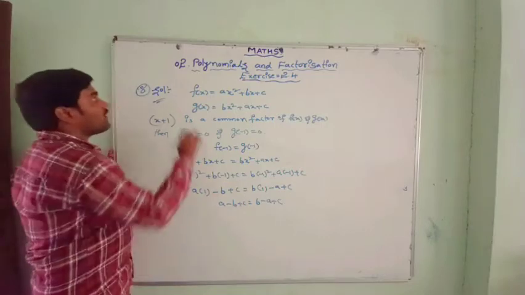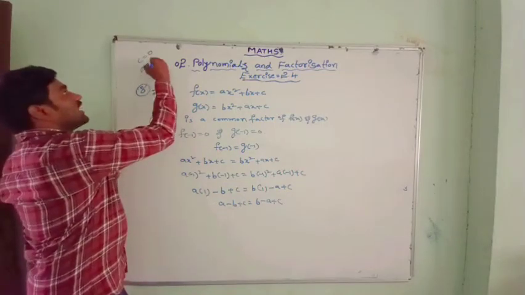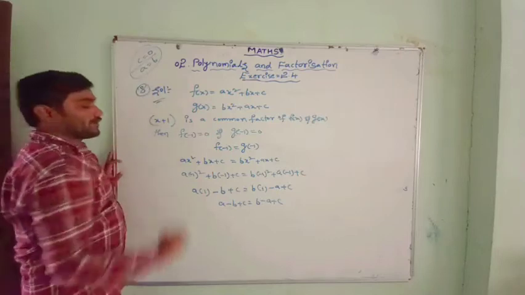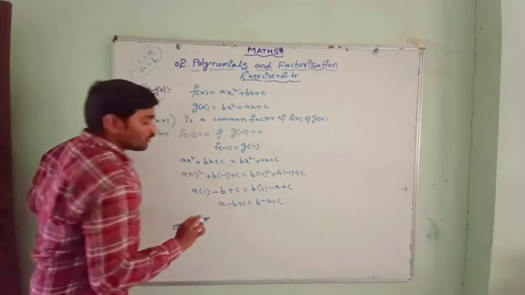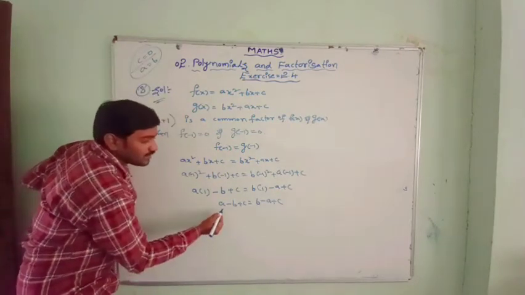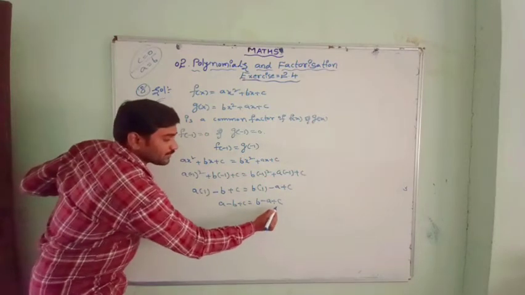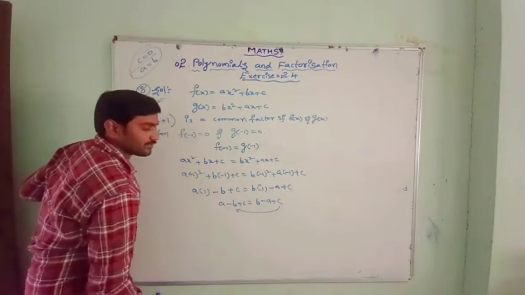So what we have to do is show that c equal to 0 and a equal to b. This is what we have to show. So to show that, see, here this c I am going to bring to this side.